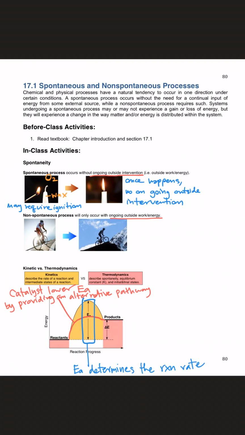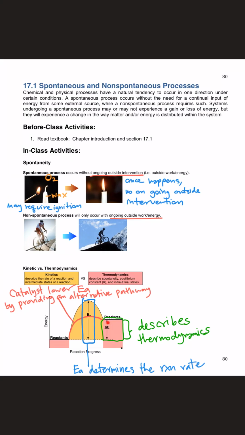However, when we discuss thermodynamics, we don't care how fast or how slow the reaction would proceed, because the only thing that we would look at is going to be the difference in energy between the product versus the reactant. The difference in energy between these two would tell us about the thermodynamics term. The thermodynamics term would describe the stability between the product versus reactant. It will also describe the spontaneity of the process and also the equilibrium of the process as well.